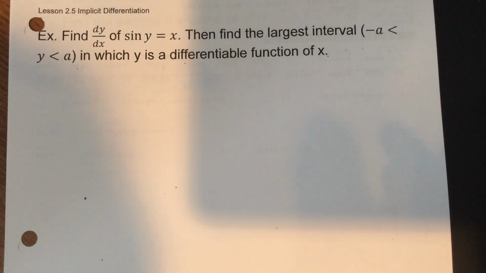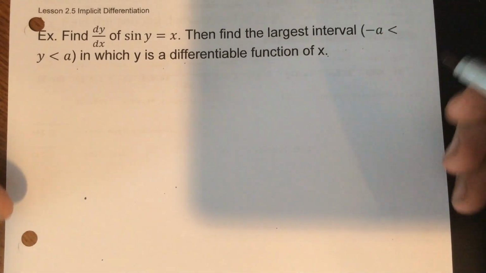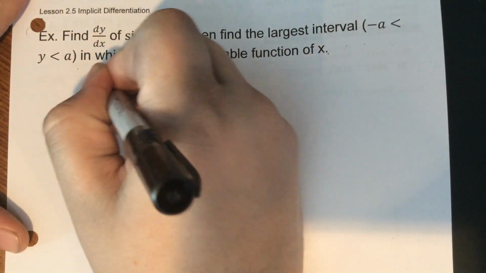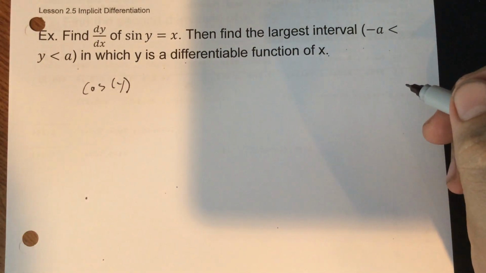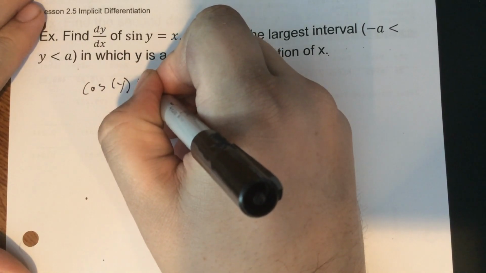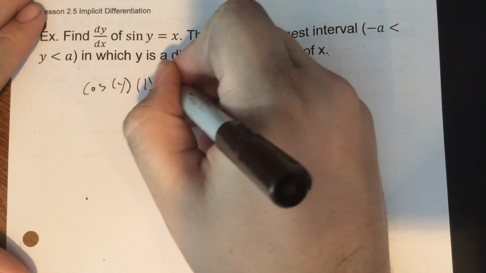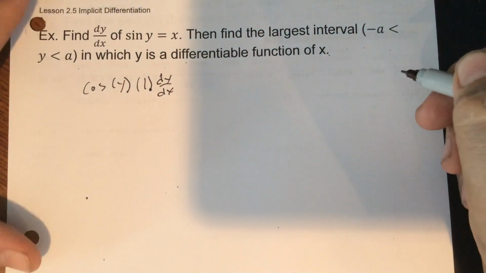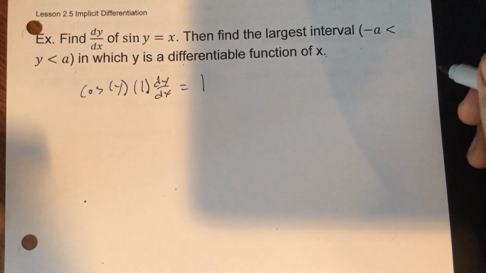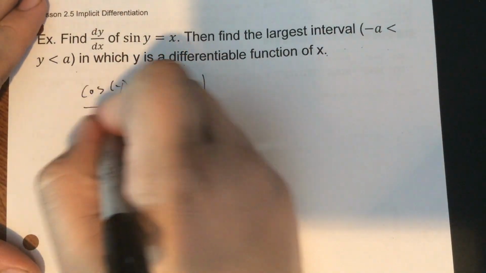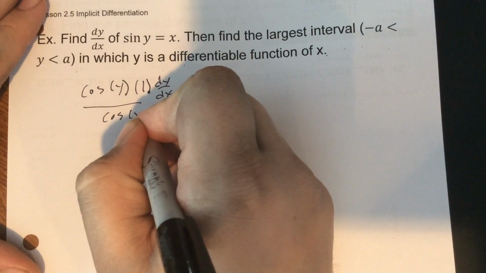So derivative of sine y equals sine x. Derivative of sine goes to cosine. So this would be cosine y. Derivative of the inside, derivative of y would go to 1. But because it was a y, it'll have a dy dx on it. Equaling derivative of x will go to 1. So to solve for dy dx, well, 1 times anything is itself. So we're just going to divide by cosine of y.